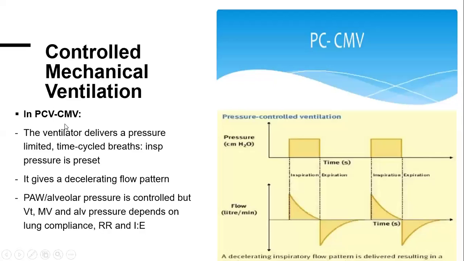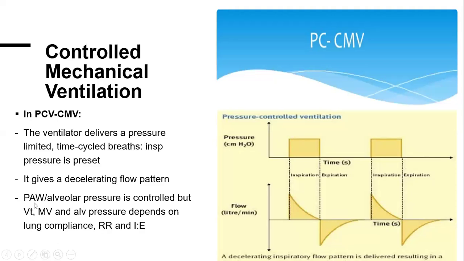All right, the other one is the pressure controlled CMV. Here what we set is the pressure. The ventilator delivers a pressure limited breath. You're telling the ventilator, don't go above this pressure, maybe for instance 25 or 30 centimeters of water. So no matter the tidal volume that is delivered, do not go beyond it.